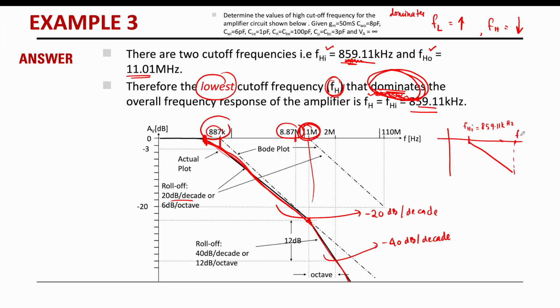Let's say this is your FHO, which is 11.01 megahertz. You just show that it drops negative 20. Please draw a proper line. So this roll-off is negative 20 dB per decade, and then from here it rolls off again, but we don't know where it is going to stop, so you just write negative 40 dB per decade. So this is how your sketch graph is going to look like.